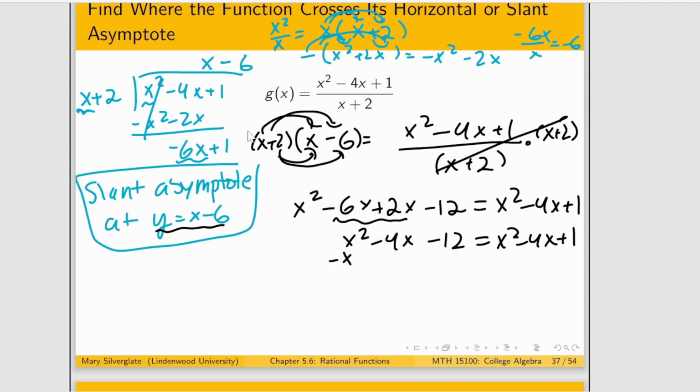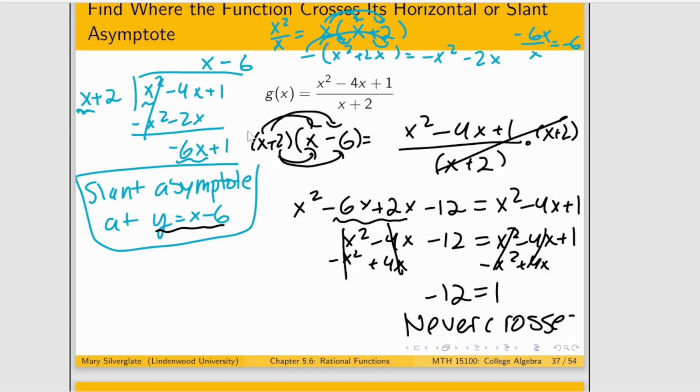Then I would want to move all my x's to one side. And then something in particular happens because x squared minus x squared makes 0. Negative 4x plus 4x also makes 0. So I'm left with negative 12 is equal to 1, which again means it never crosses because I got a solution that doesn't make sense.